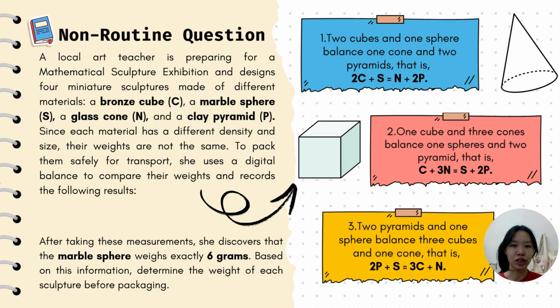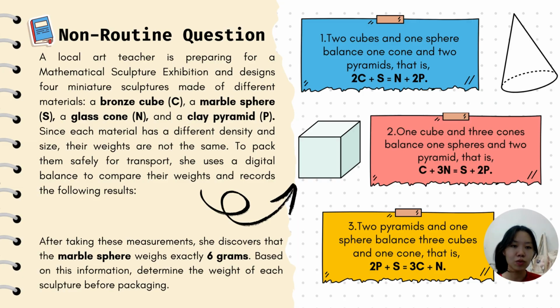The non-routine question. A local art teacher is preparing for a mathematical sculpture exhibition and designed 4 miniature sculptures made of different materials: a bronze cube, a marble sphere, a glass cone, and a clay pyramid. Since each material has a different density and size, their weights are not the same. To pack them safely for transport, she used a digital balance to compare their weights and recorded the following results.